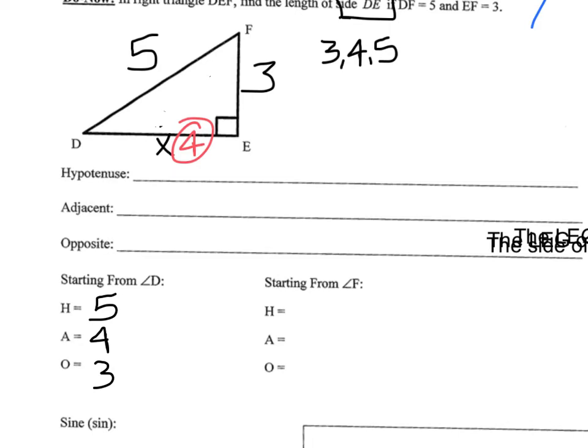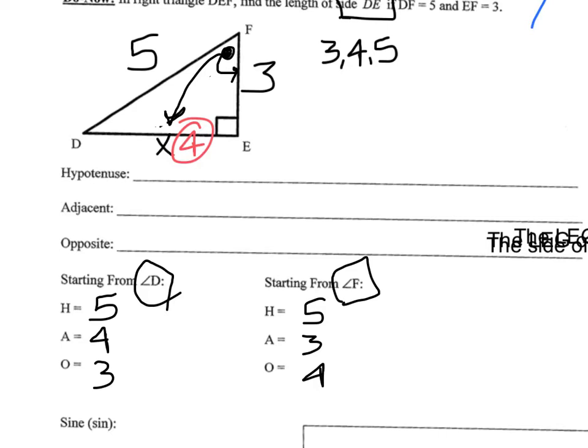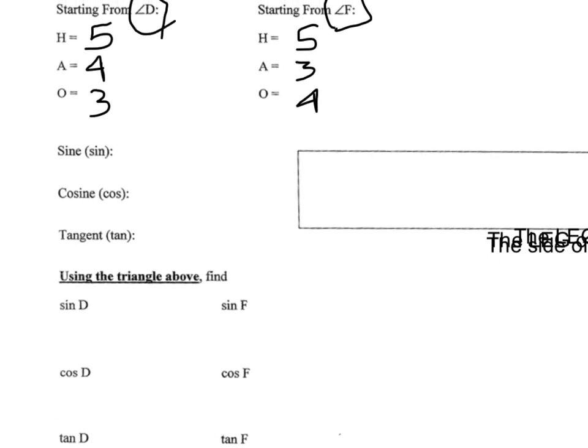So the next part of the question says starting from F. So if I was starting from F now, first of all, the hypotenuse is still 5, which is nice. The adjacent is actually my 3, and the opposite in this case is my 4. Notice that these are different than starting at D. So starting at D and starting at F, they're going to give you different opposite and adjacents. The one that would be the same is still the hypotenuse. Let's take a look. Moving on.